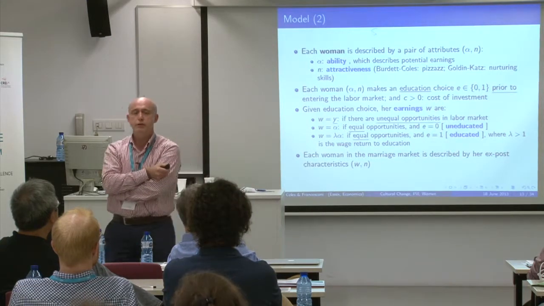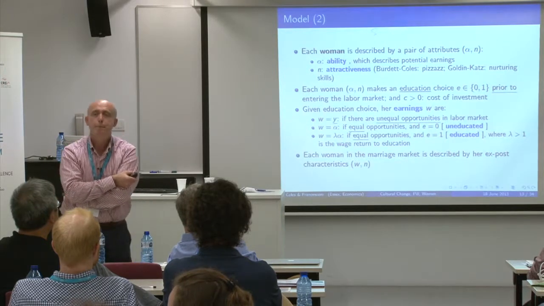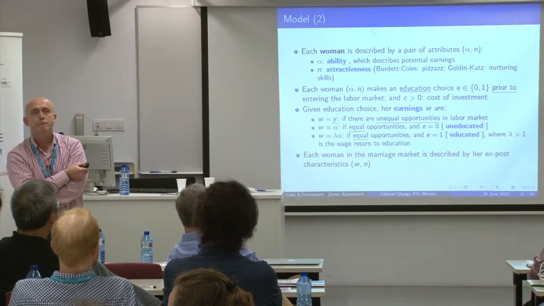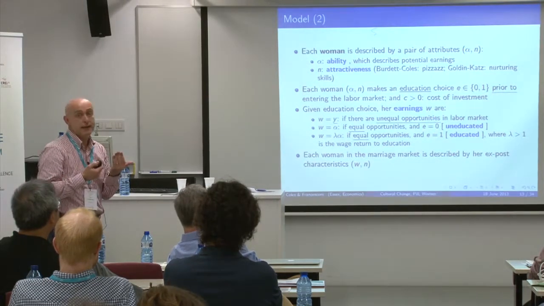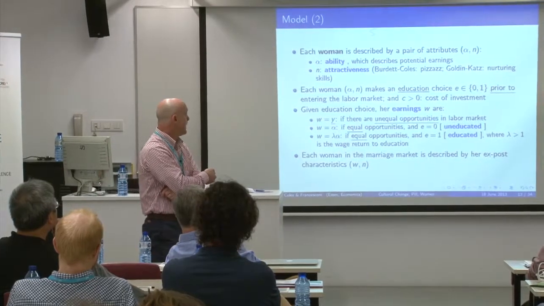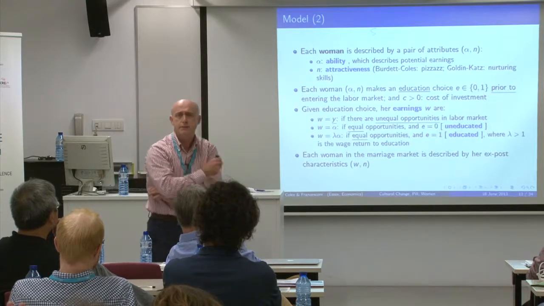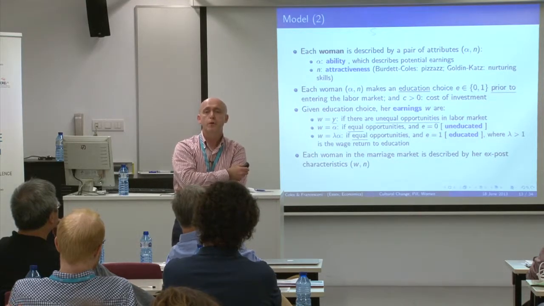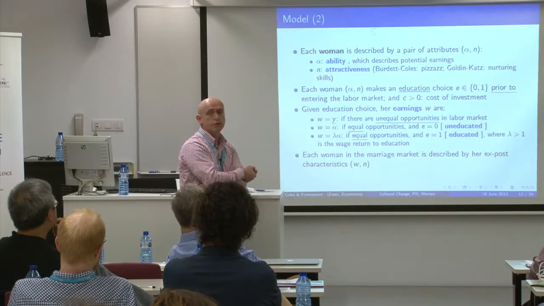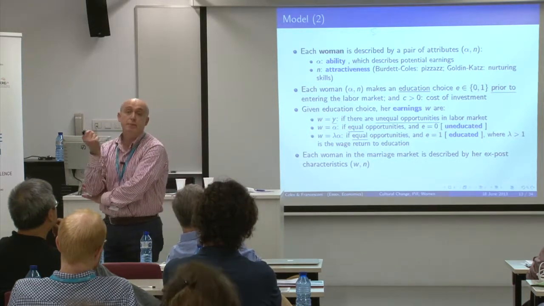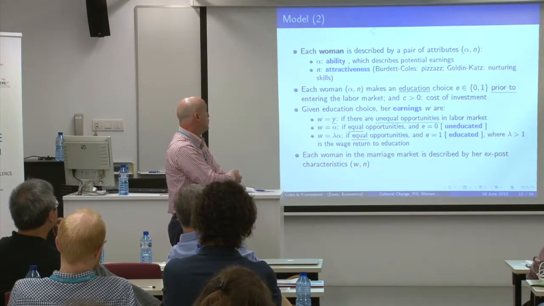Yes, that's the way I should think. Yes, absolutely. And there is in fact an extra element here, which is not just pizzazz, not just attractiveness, but it's also ability. Ability of the woman, yes. In Burdett and Coles, you only have one characteristic of the woman, which is her desirability, her attractiveness in the marriage market. Here you have also her earnings.